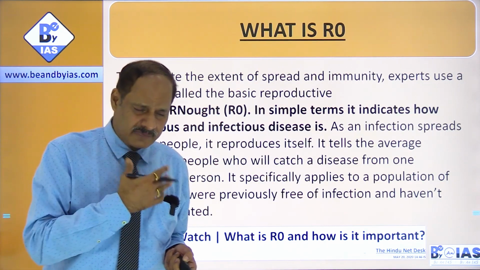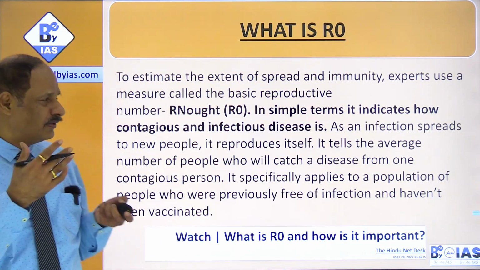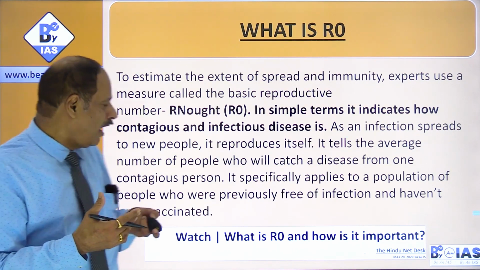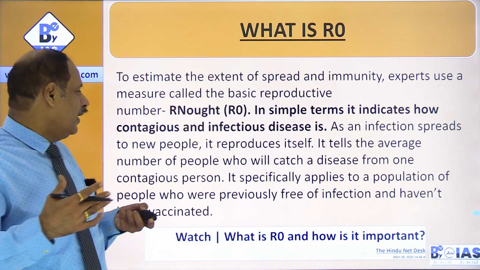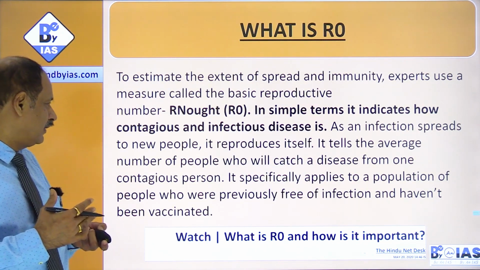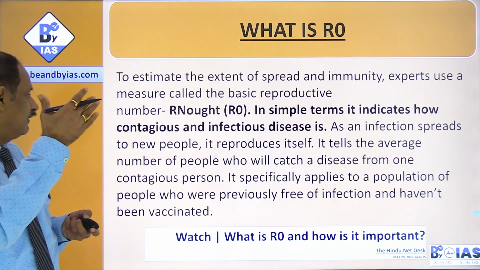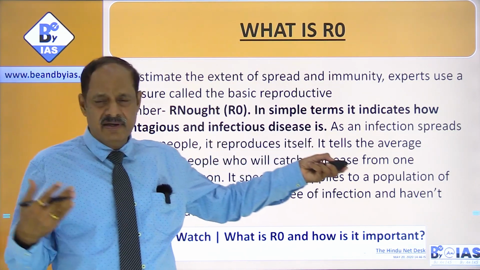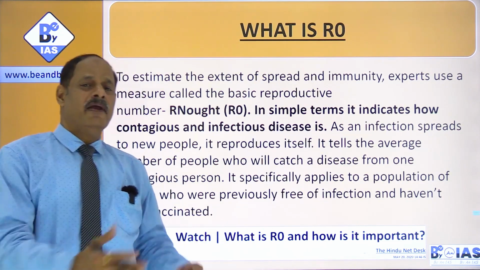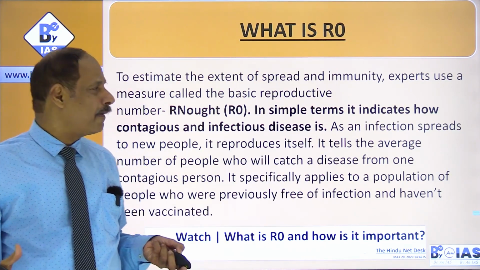Similarly, from the same context, you should also understand what is R naught. This is also part of that herd immunity context only. It is basically a kind of a scale which indicates how contagious and infectious a disease is in a representative population.